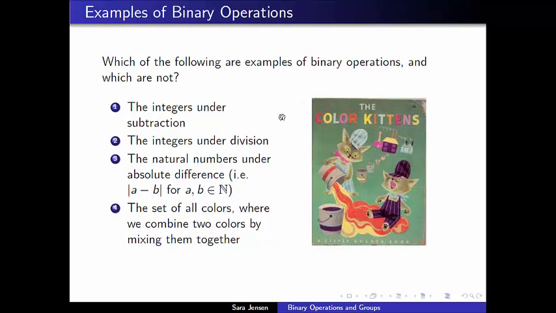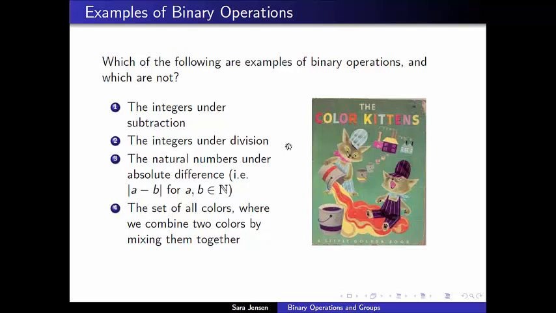The integers under subtraction. If I pick up any 2 integers in the world and I subtract one of them from the other, first of all, that's always possible, and the output is always an integer. I never subtract one integer from another and all of a sudden get a fraction. And so this is a good old example of a binary operation.